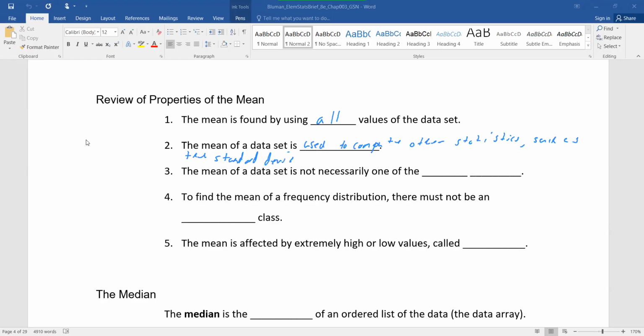Like trying to read the writing. All right, so again, used to compute other statistics such as the standard deviation. We'll talk about the standard deviation, I think more like tomorrow.